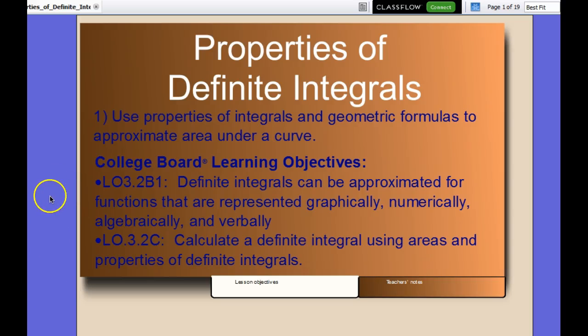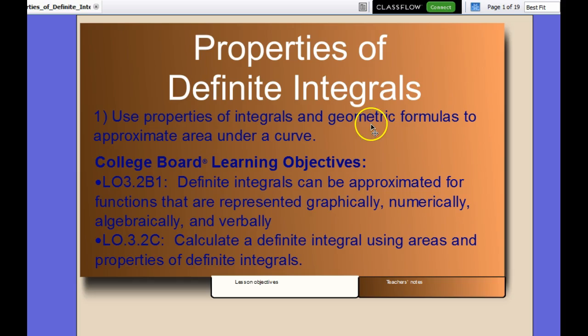Welcome to lesson 4.2, properties of definite integrals. In this lesson, we will continue to approximate area under a curve on a given interval, but we're going to be using definite integrals and also some formulas from geometry to help us find those areas.